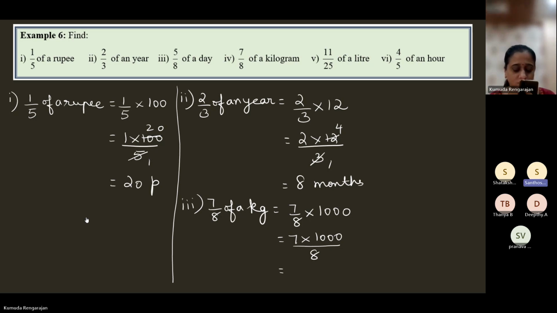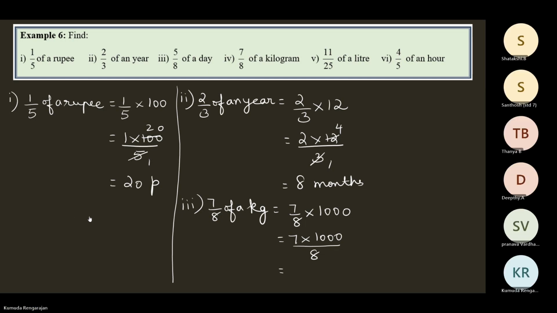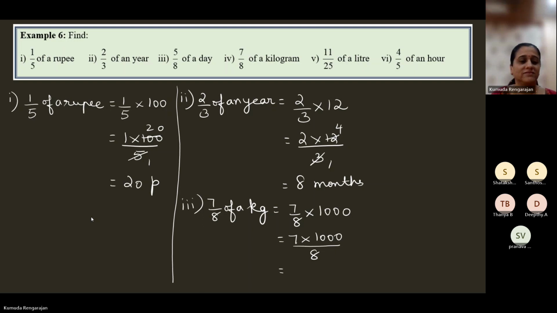Ma'am, 8 into 125 is 1000, right, ma'am? You try. You finish it and tell me the answer. I'll tell you. Ma'am, 875 is the answer. 875, is it? Okay.